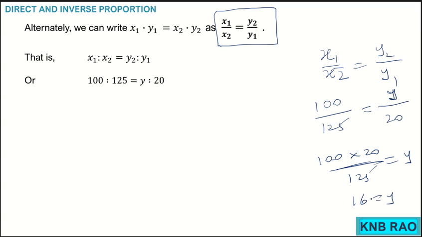So x1 is to x2 equals y2 is to y1. We have the same thing written as a proportion. Equality of two ratios is called proportion. You have already learnt this in the Comparing Quantities chapter. So x1 is to x2 equals y2 is to y1: 100 is to 125 equals y is to 20. Product of means equals product of extremes. 100 into 20 equals 125 into y. y equals 100 into 20 by 125, which gives 16.